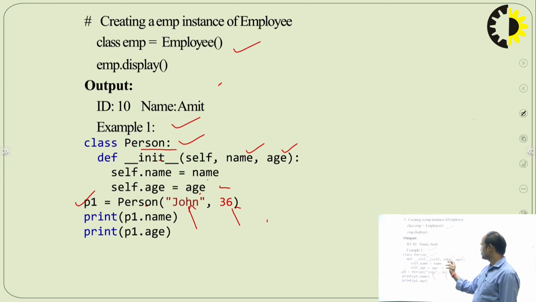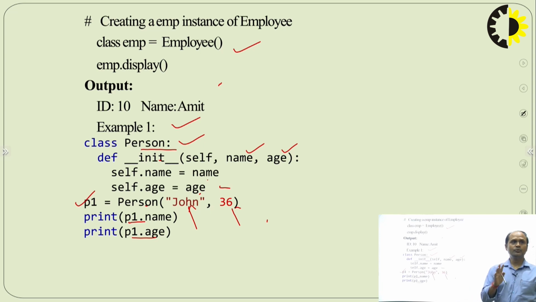John belongs to the name and 36 belongs to the age. So we can easily print by creating the object of that particular class. We have a person class and we can create the person object, that is P1, and when we go to print, we can use P1.name and P1.age, which gives the value of that particular field.